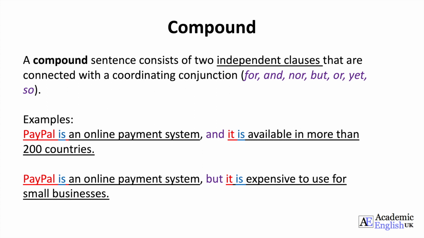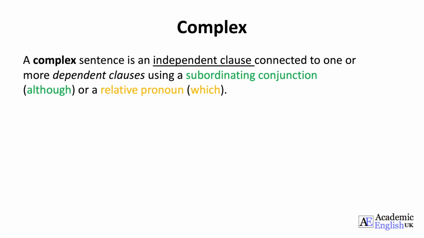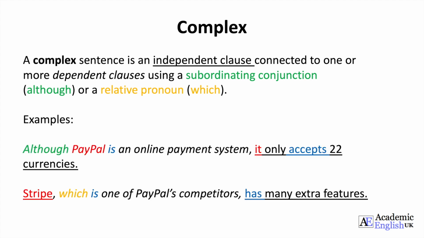So that's simple and compound. Let's take a look at complex sentences next. A complex sentence is an independent clause, underlined here, and these are connected to one or more dependent clauses, shown in italics here, using a subordinating conjunction like although, here in green, or a relative pronoun like which, here in yellow.